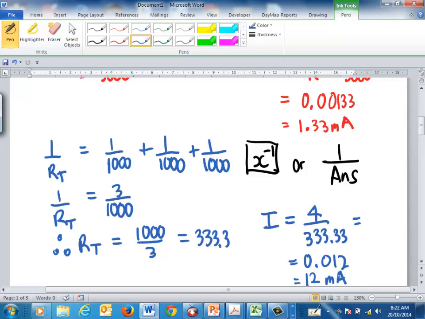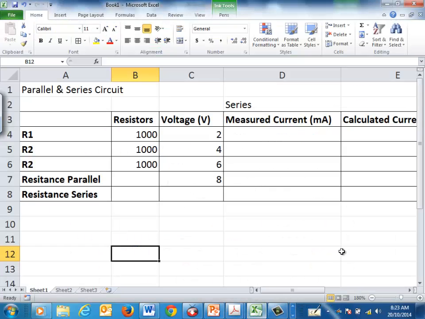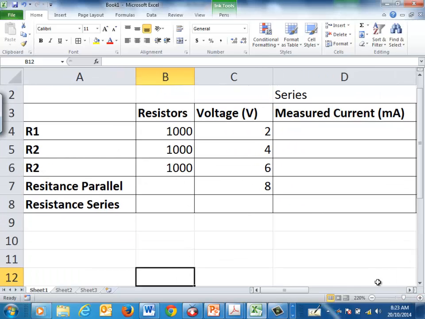Now the question is, if you do this calculation, it's going to be repetitive, isn't it? So why don't we use Excel to do that for us? I'm going to show you how to do the same thing I've just done on Excel. I'll blow this up so you can see it. So let's say we've got 3 resistors of 1,000.